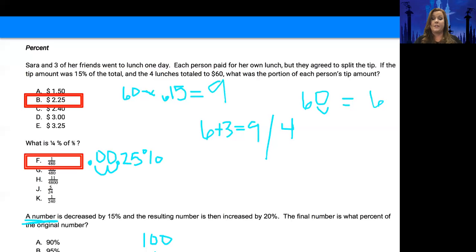So we decrease this number by 15%. Now we want to increase it by 20%. Well, what's 20% of $85? That's $17. How did I do that? 8 times 2 is 16 plus 5 times 2 is 10, 17. So when we increase this, I get 102.